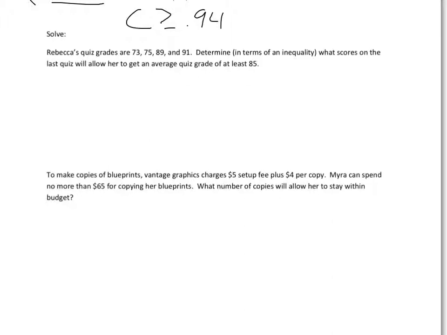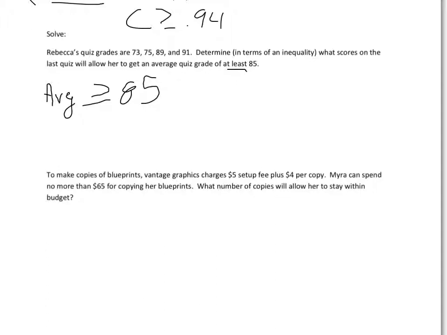So the first one, Rebecca's quiz grades are 73, 75, 89, and 91. Determine in terms of an inequality what scores on the last quiz will allow her to get an average grade of at least an 85. So what we want, and I generally do these in words, is her average at least means greater than or equal to 85. So we want her average to be at least an 85. Now how do we figure out what these averages are?